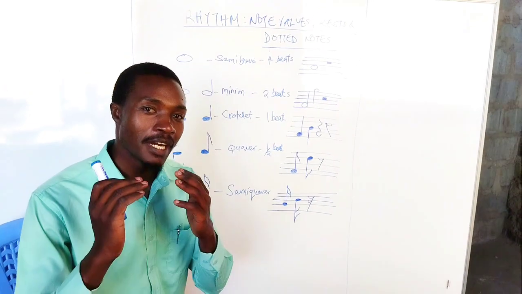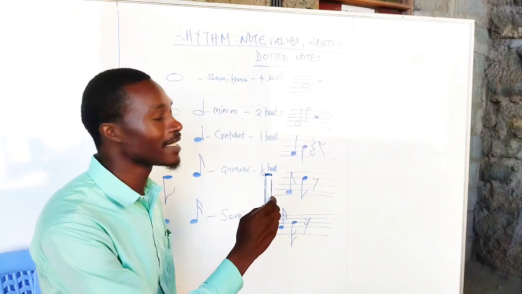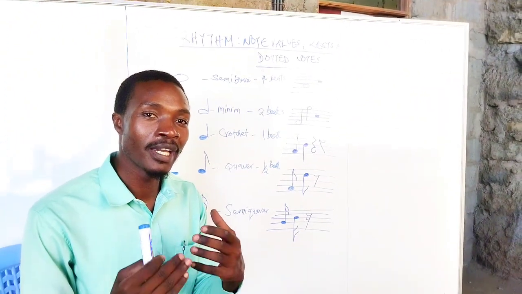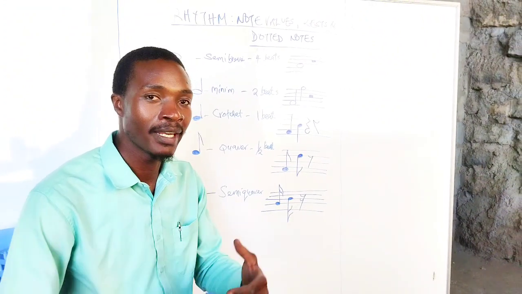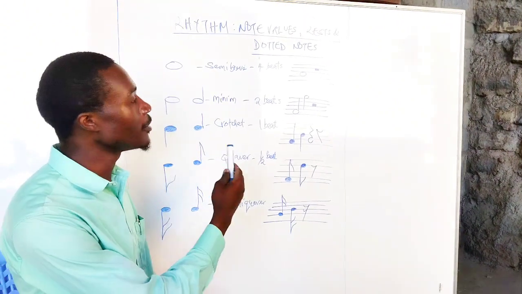Let's find how we can find the rhythm from the note values, rests, dotted notes, and even ties. We want to see how we can utilize them so that we can get at least the rhythm and find how we can find our rhythm. First of all, let's look at some of these things.